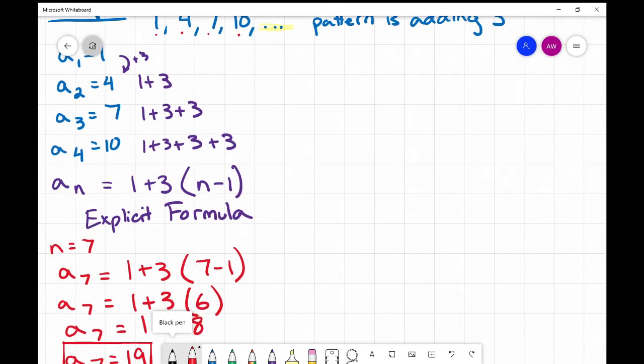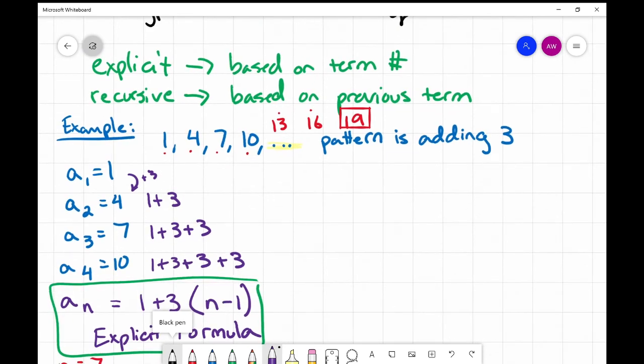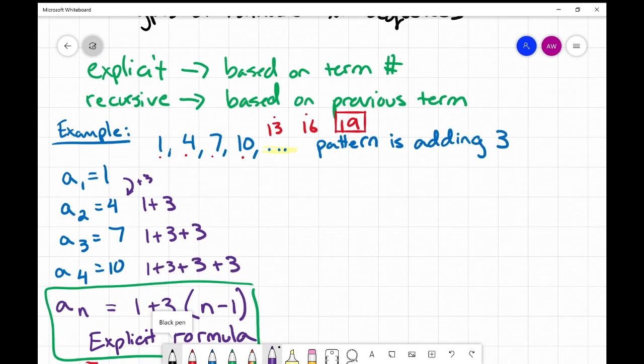Our explicit formula, using the value of a term in the sequence using its position, allows us to find any term. But that's one of the two types. So now we're going to figure it out using the recursive formula. So a sub 2 is made up of the first number plus 3 more. Remember, we started with 1 and we're adding on 3 to get to number 4, which is the second number.